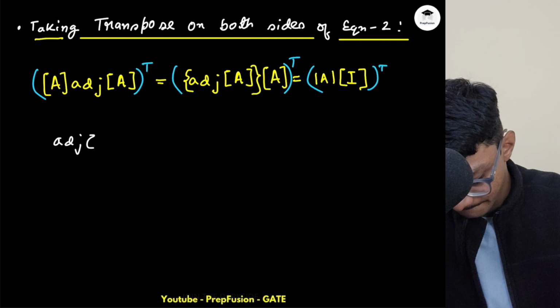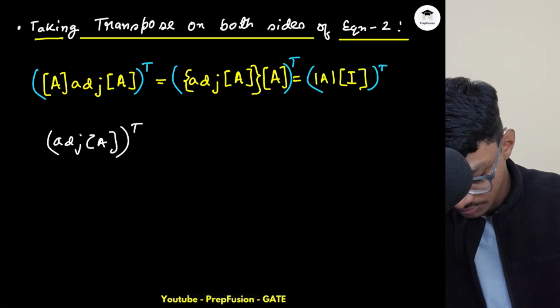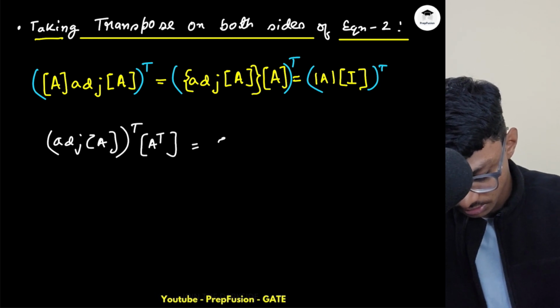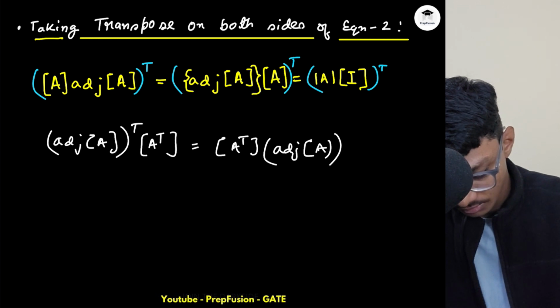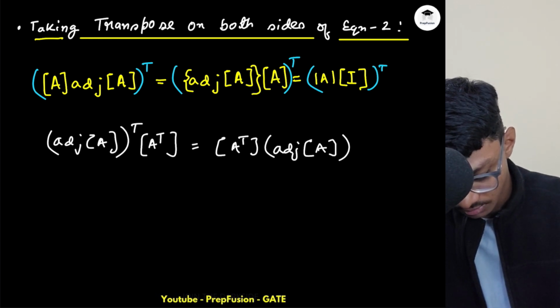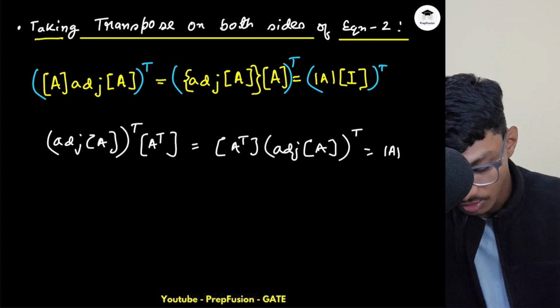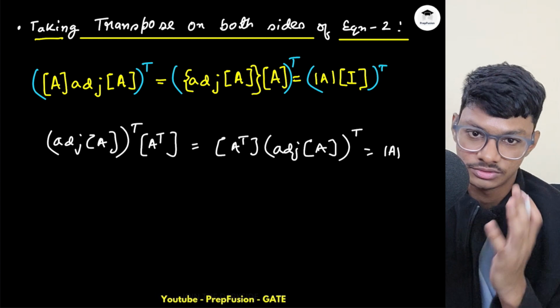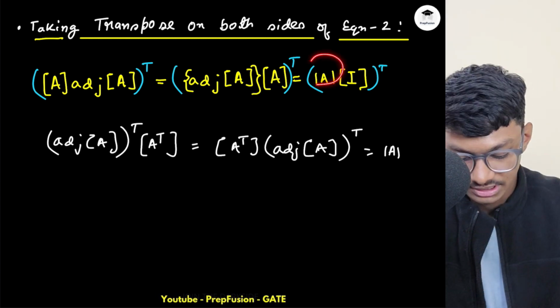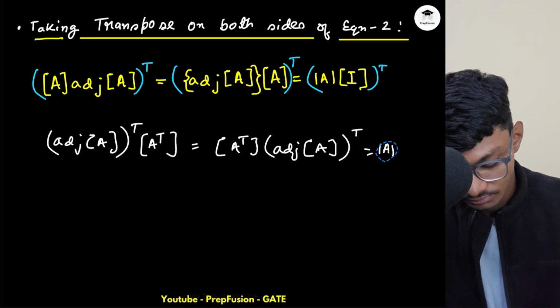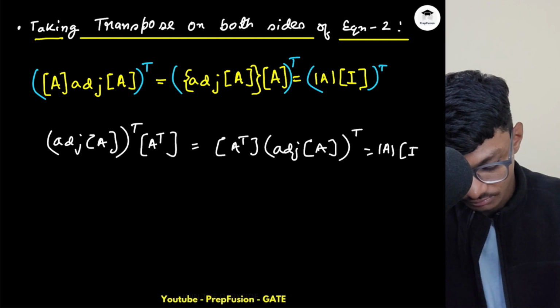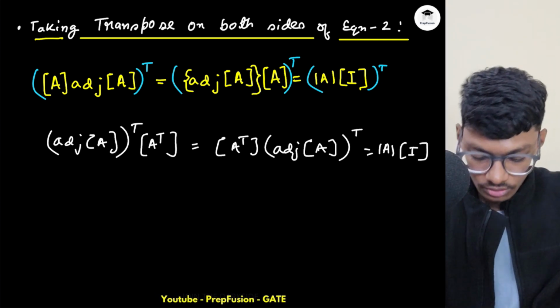So this will be adjoint of A whole transpose into A transpose, which should equal A transpose into adjoint of A whole transpose, which is the same thing, right? Because the identity matrix transpose is the identity matrix itself, and determinant of A is just a scalar, so it won't change. So this will be I only. Okay, so this is what we get.